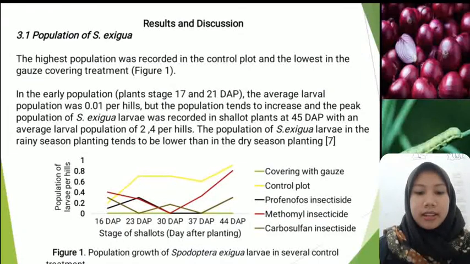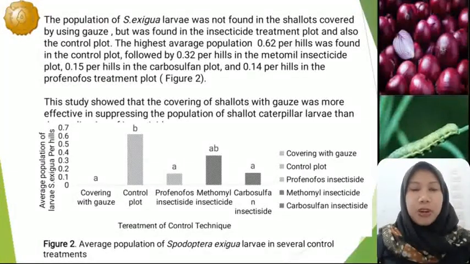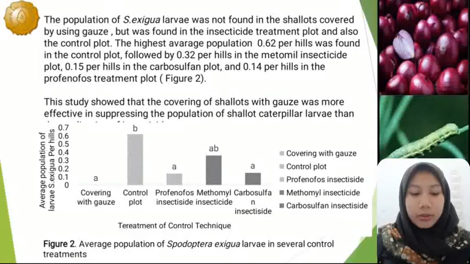The results are in line with Marsadi's study, which also recorded population of Spodoptera larvae on shallots found until the end of the growing season. The population of Spodoptera larvae was not found in the shallots covered by gauze, but was found in the insecticide treatment plots and also the control plot. The highest average population, 0.62 per hill, was found in the control plot, followed by 0.32 per hill in the metomil insecticide, carbosulfan, and profenofos treatments.